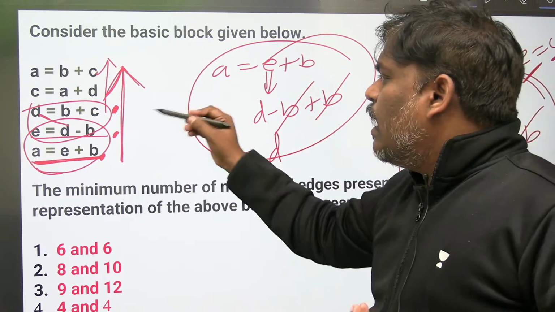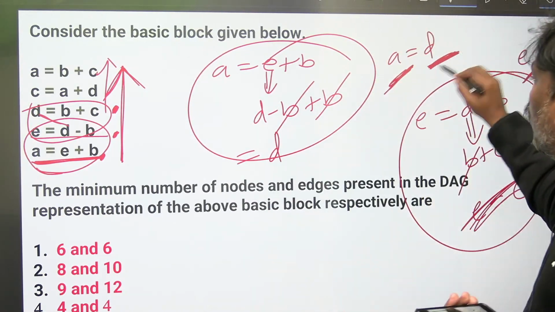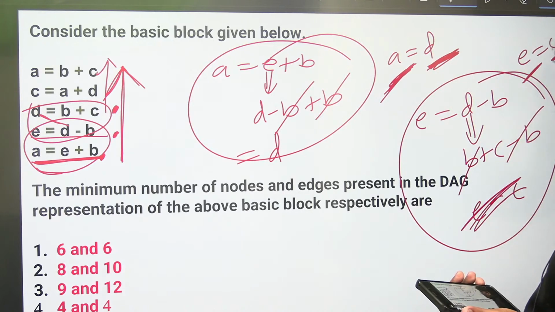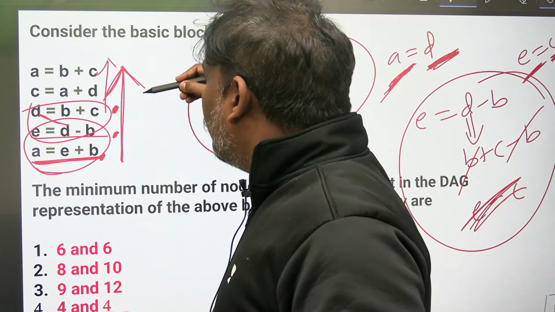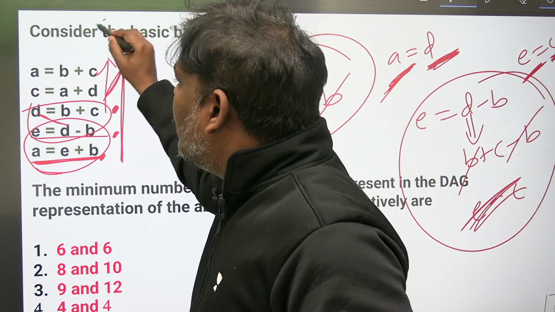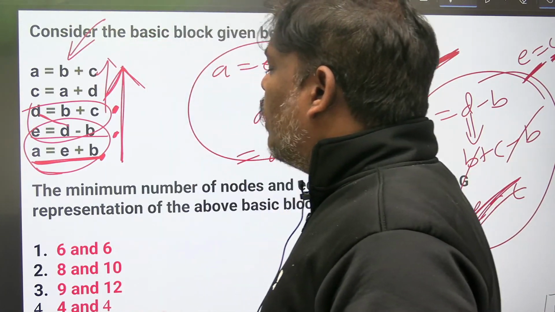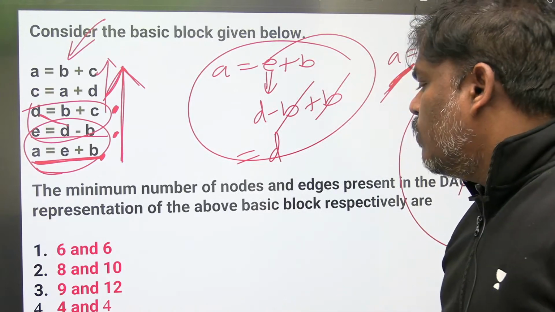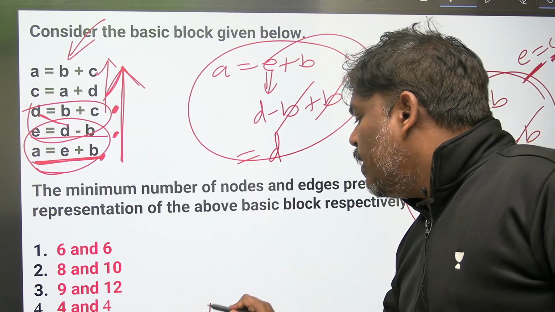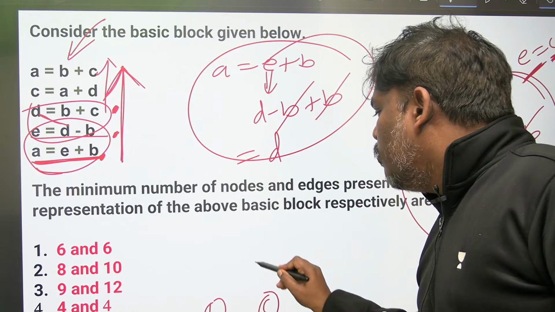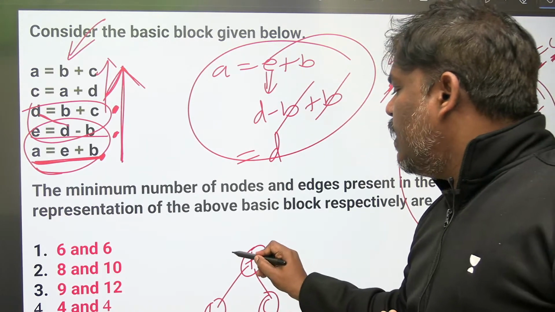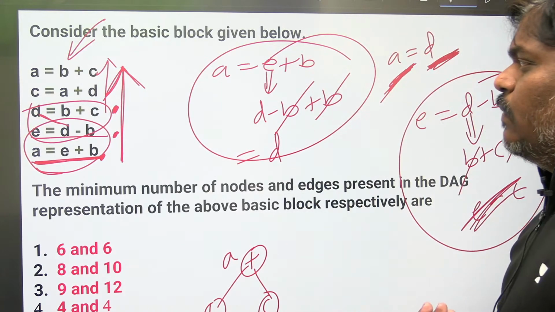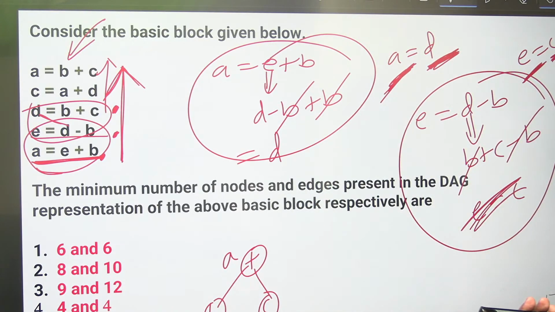Now, after all the minimizations are done, see this one. Whatever D is, that is A. Whatever C is, that is E. Please be careful. Now I am drawing the diagram. While drawing the diagram, draw from the top. I am starting. B plus C, what is the name? B plus C is A. That's okay.